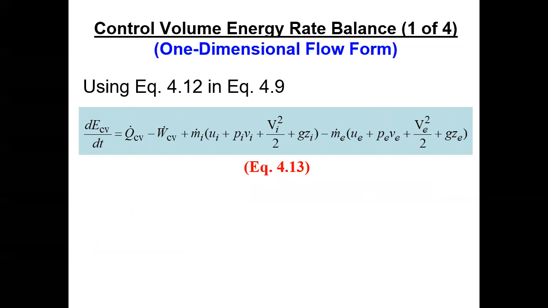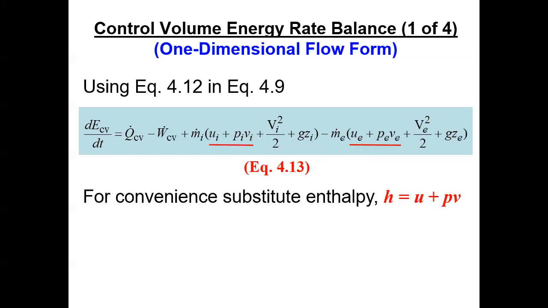And so now we're going to substitute all that stuff in, and now you notice that the work term here turned into W dot CV because we included the flow work in here and here. So at the inlet, it's M dot I times P sub I, specific volume sub I, and on the exit, it's M dot E times pressure sub E, specific volume sub E. Okay? Well, I guess that's good. We're making progress here.